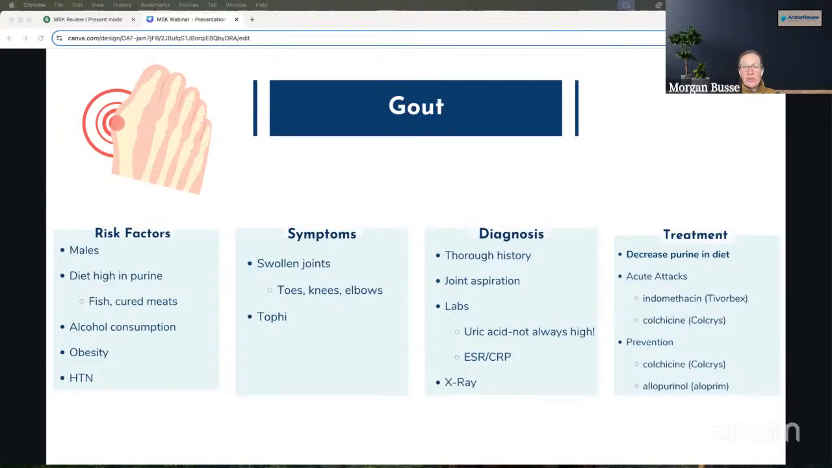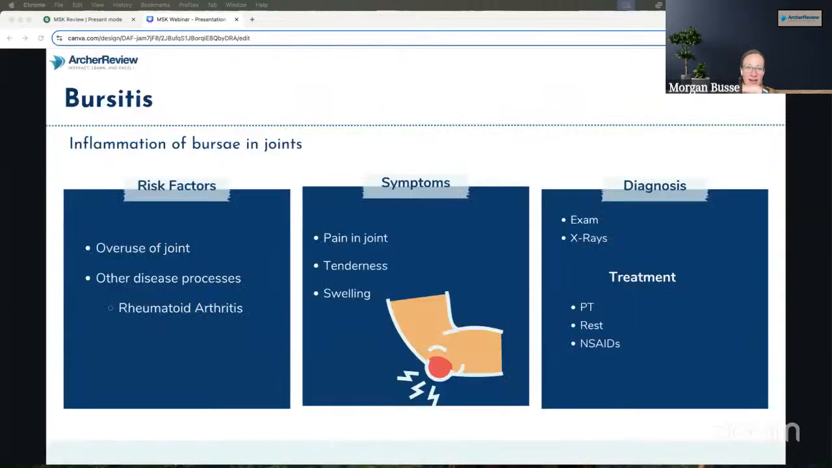As a mechanism, but I'm also going to review their med list. Is there something I'm prescribing that could be causing this? I think of hydrochlorothiazide always as something that could be causing something like gout, but there's a list of medications that do that. Okay, moving on, bursitis.